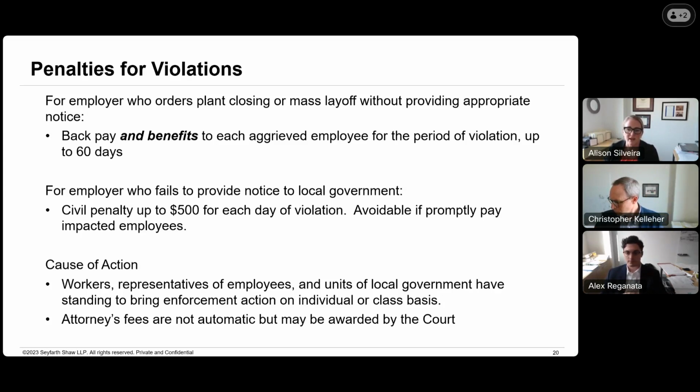And then in the last few minutes, I think we just have 2 or 3 minutes left. I'm going to turn it over to Alex to just highlight the states with WARN statutes that we want to make sure are on your radar. Alex? Thanks, Allison.